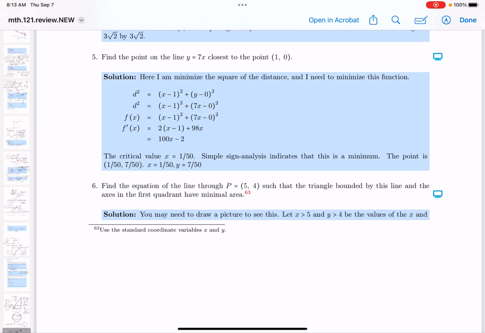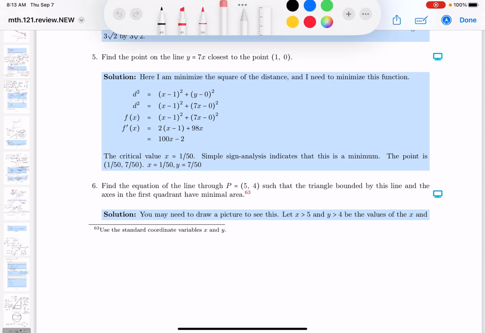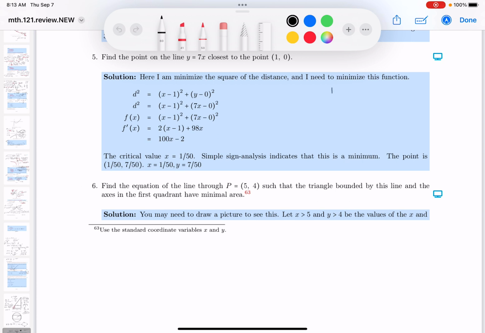Okay, for number 5, it says find the point on the line. So let me write this down for you. Put the line down first. Let me get my pen out. And again, it doesn't need to be accurately drawn, but enough for you to understand what the question is.